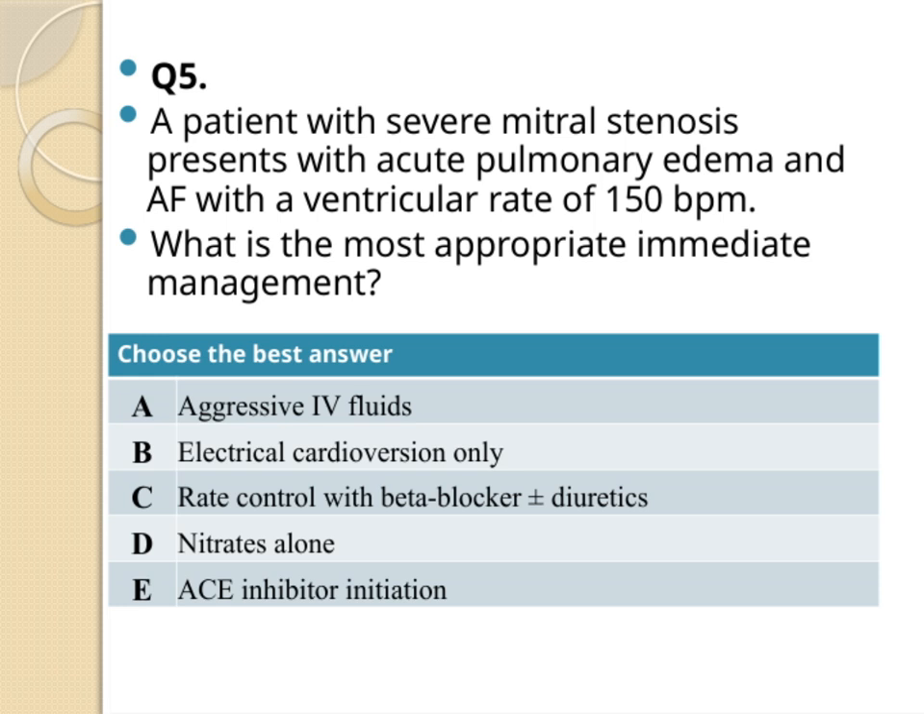Other options like aggressive IV fluids or nitrates alone aren't suitable here because they could worsen pulmonary congestion. Electrical cardioversion might be indicated later if rhythm control is necessary, but in the acute setting, rate control is the priority. And initiating an ACE inhibitor could be part of longer-term management, but isn't the immediate step in this emergency. So the main takeaway is that in this scenario, the best immediate action is rate control with a beta blocker, possibly alongside diuretics, to manage the acute pulmonary edema and rapid AF.